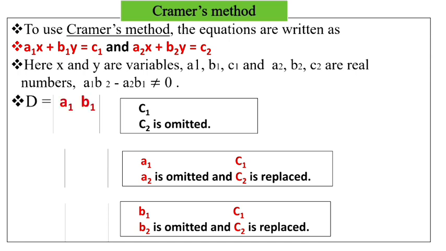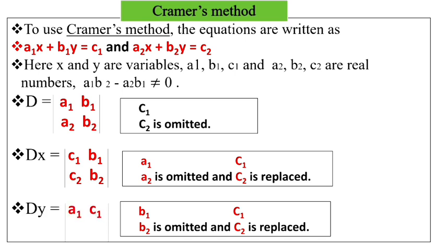To find the value of d, we use the formula a1, a2, b1, b2. Here c1, c2 is omitted. To find the dx, here we use c1, c2, b1, b2. Here a1 and a2 is omitted. In the place of a1, a2, we replace with the c1 and c2. In the dy, a1, a2, c1, c2. Find the value of dy.